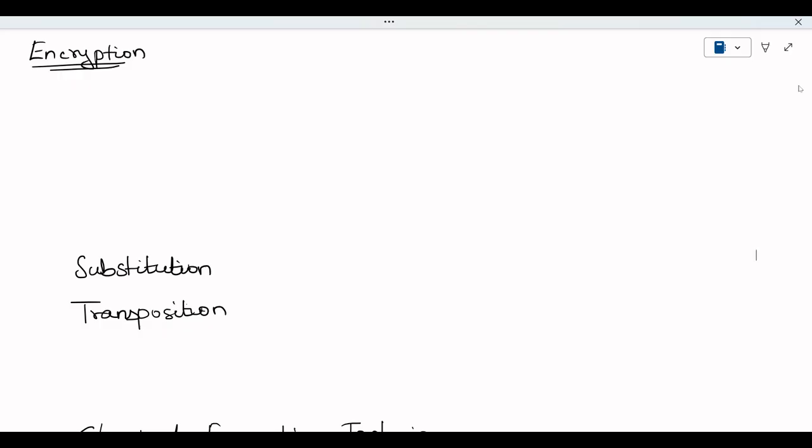If I am sending plain text, any intermediate entities will be able to read this content. So what should I do? I should convert this plain text into a scrambled form, which is called the ciphertext. This scrambling is the encryption technique. How I convert my plain text to its equivalent ciphertext is the encryption process.